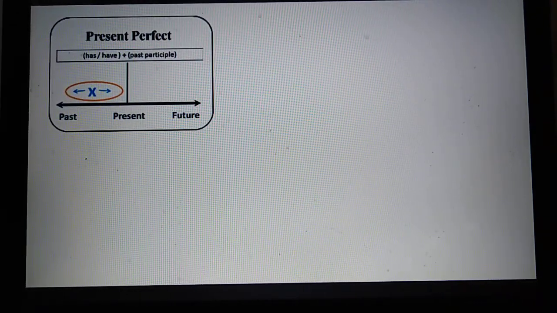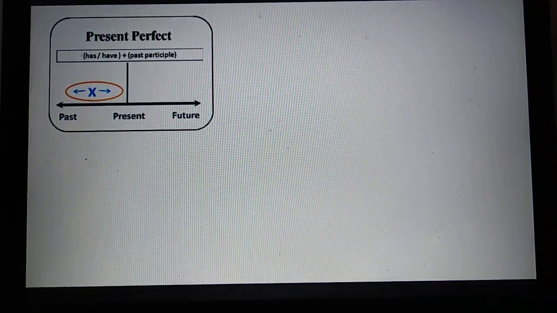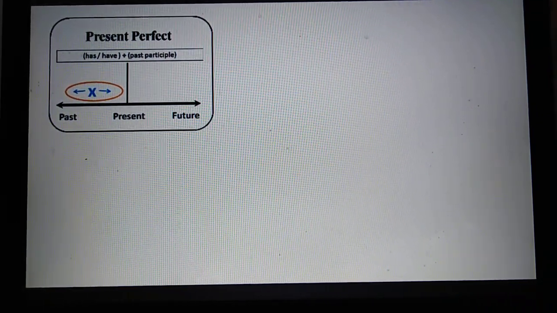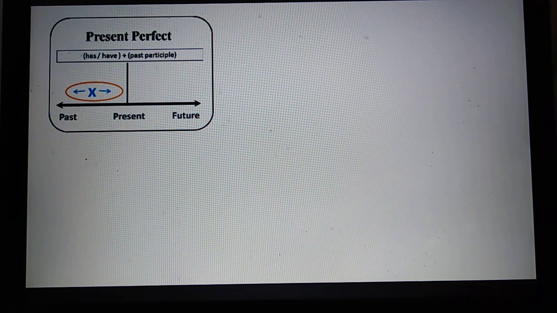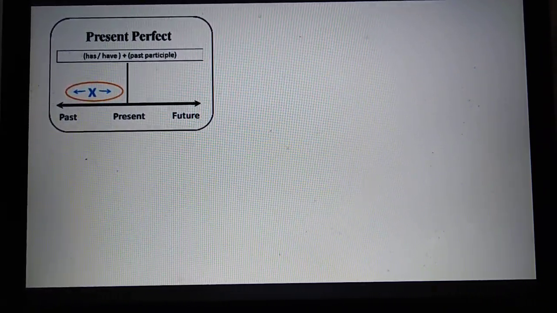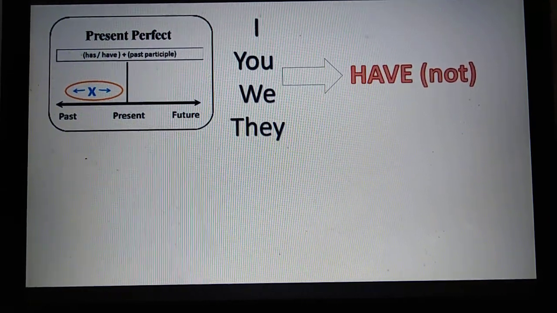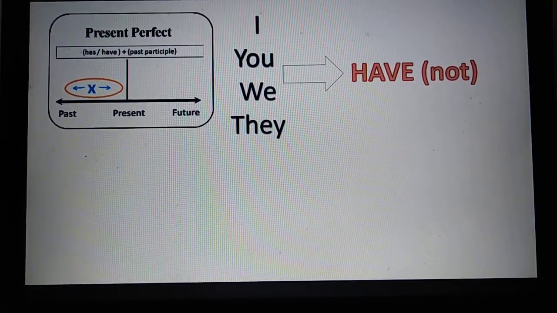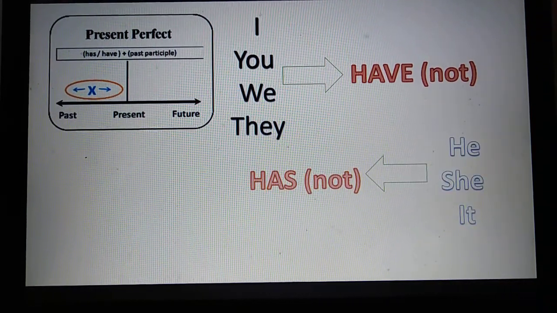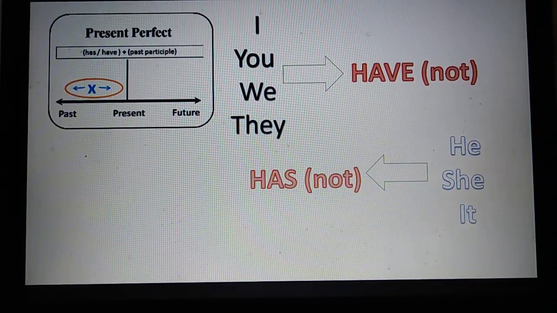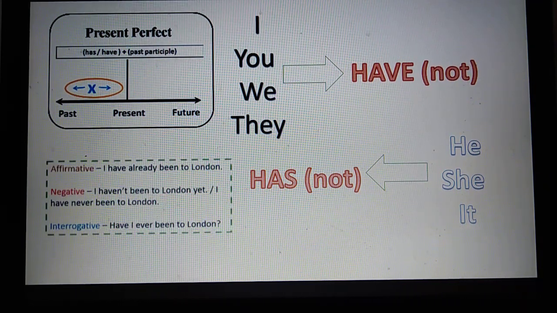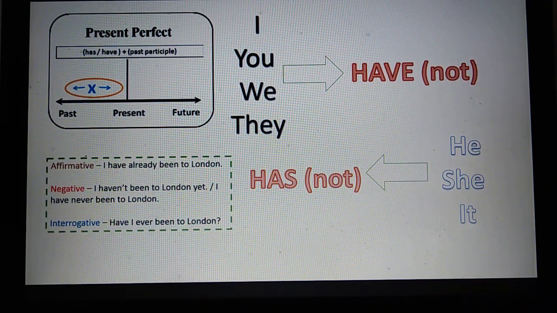Present perfect, as I said, is used to talk about an action that is still going on or has just stopped, but it has an influence on the present. So with I, you, we, we use have or have not for the negative form, and then with he, she, and it, we use has or has not for the negative form. Let's see here the three forms.